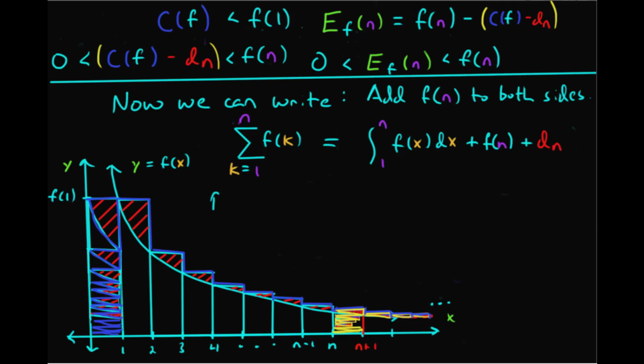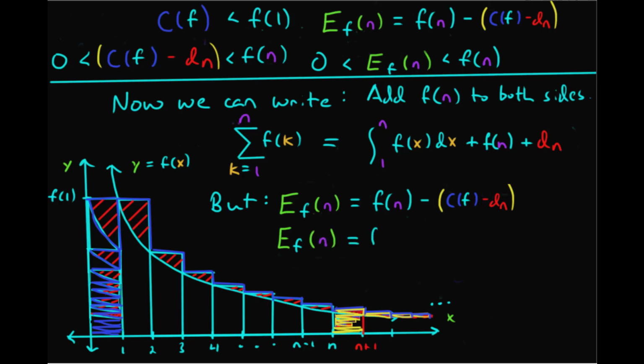But recall that we defined e sub f of n to be equal to f of n minus, open parenthesis, c of f minus d sub n, close parenthesis. So I'm just going to apply the negative sign there, and we have e sub f of n equals f of n plus d sub n minus c of f. Then moving c of f over to the left-hand side of this equation, we have e sub f of n plus c of f equals f of n plus d sub n.